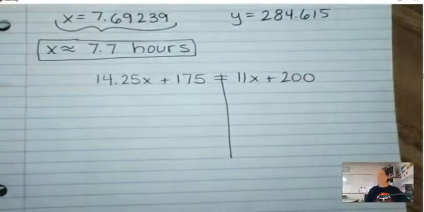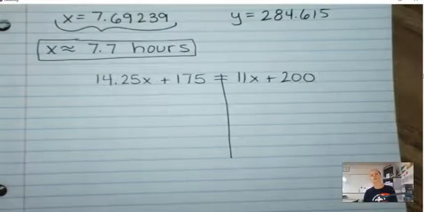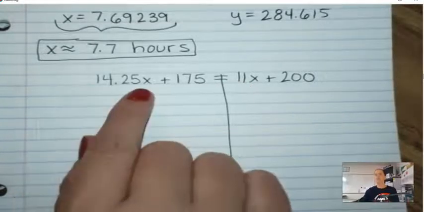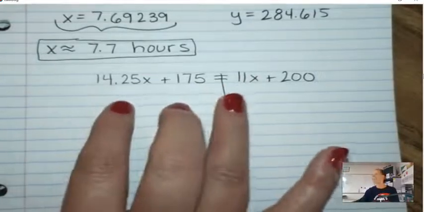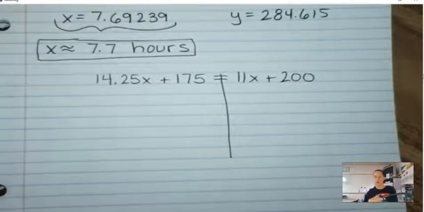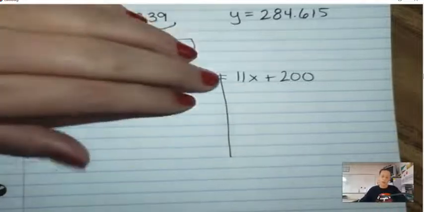Draw your line going down from your equal sign. We're just solving for x. Right now I have x's on both sides. I have 11 x's and I have 14.25 x's. Get rid of one of them. It doesn't matter which one. I always get rid of the smaller one. 11 is smaller, so I'm going to get rid of it.